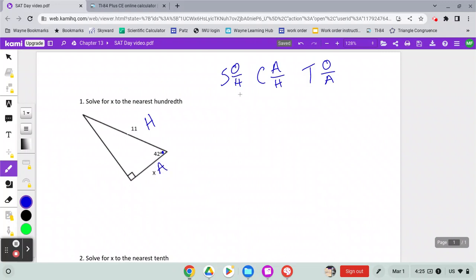So I have A and H. I look up here, O and H, A and H, cosine. That's the one I'm going to use. So we go to cosine of my angle, which in this case is 42, all that divided by 1 equals, now it's A over H. In our case, A is x, H is 11. We look here now. Now's the easy part. If x is on top here, we cross multiply. It'll be x times 1 is x. x will equal 11 times that cosine of 42.